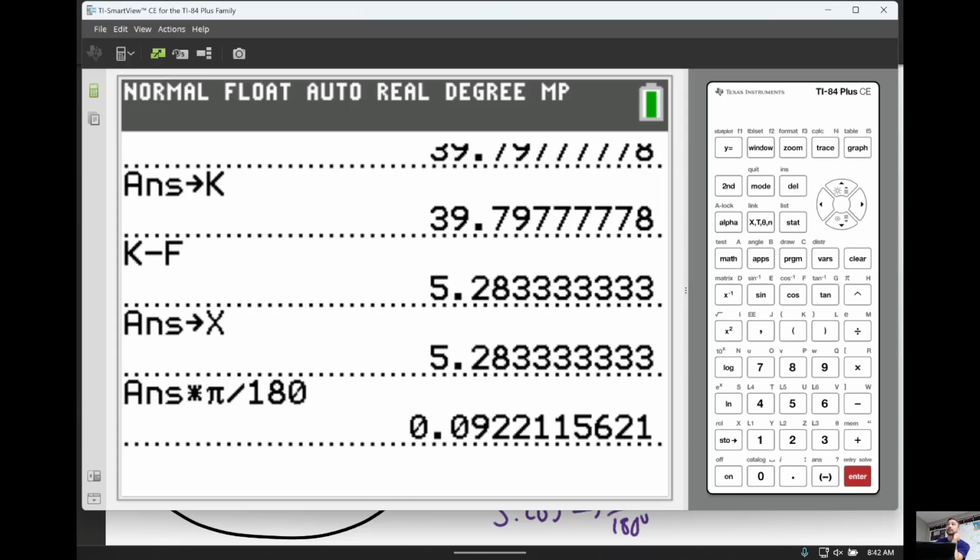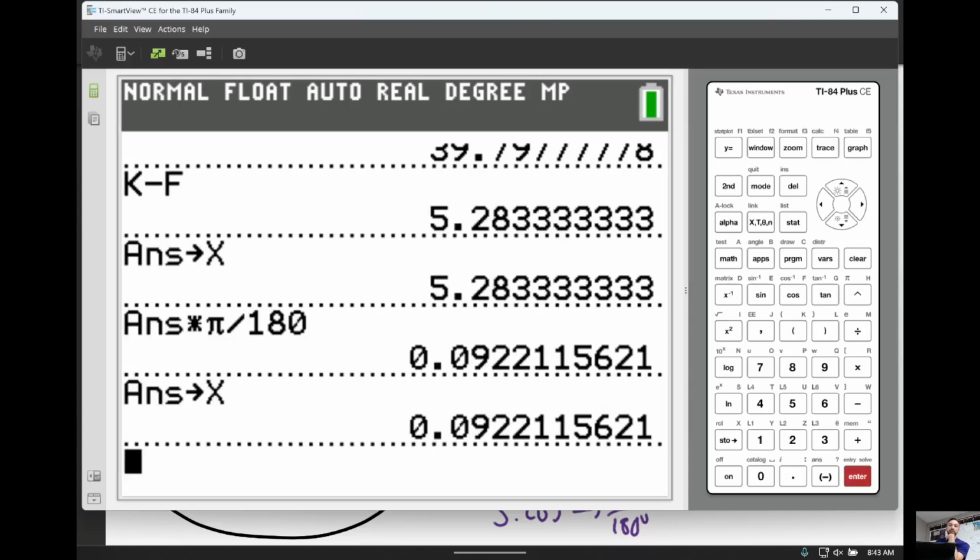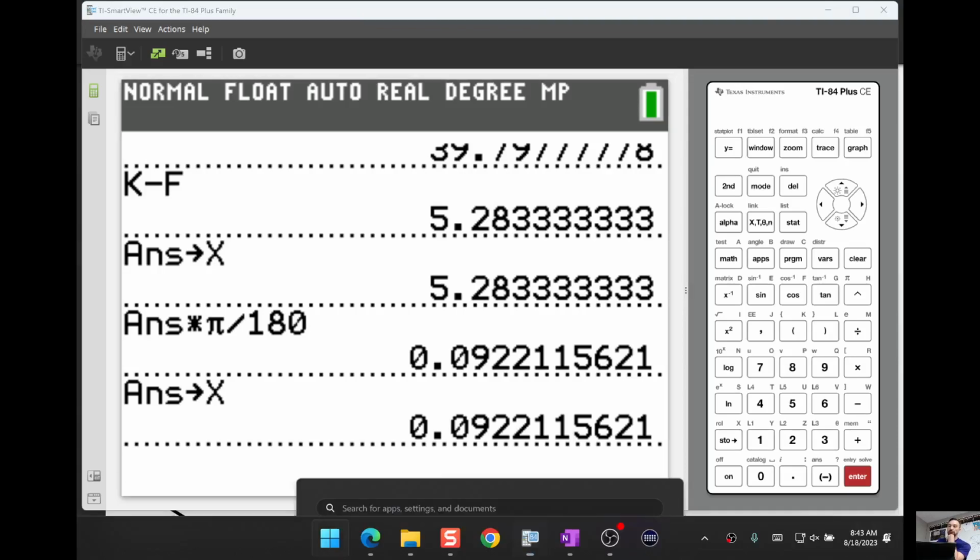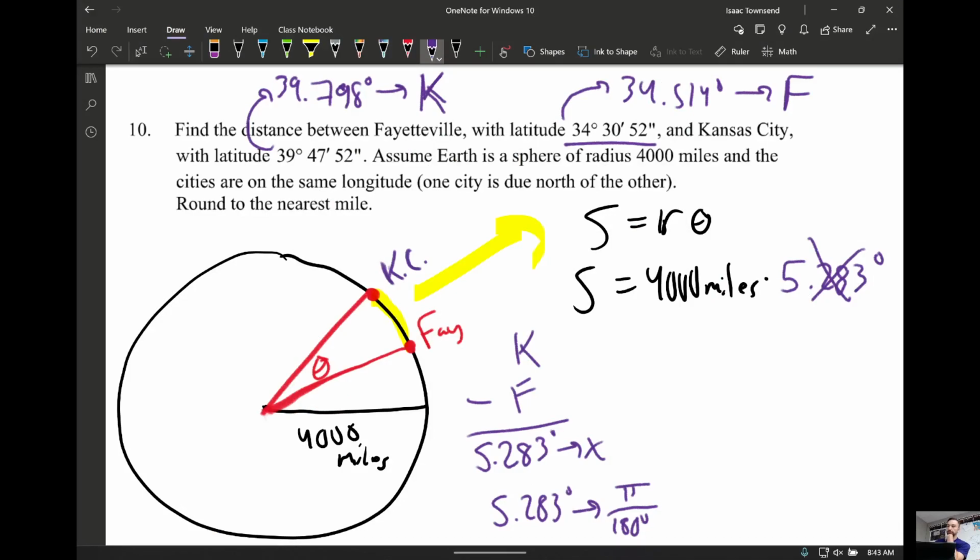I'm still not at the end of the question, so I should not be rounding yet. So I'm going to store this in for X. You can store it in for any letter you want to, just the X button's easy. So notice I stored something else in for X earlier. I just don't need that anymore, so I don't care. So this is about 0.092 radians. So arc length is R times theta.